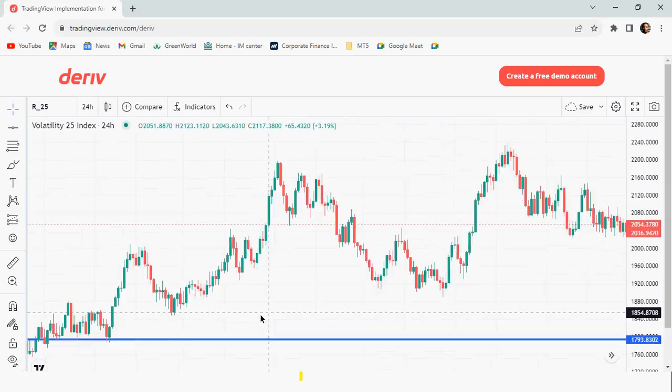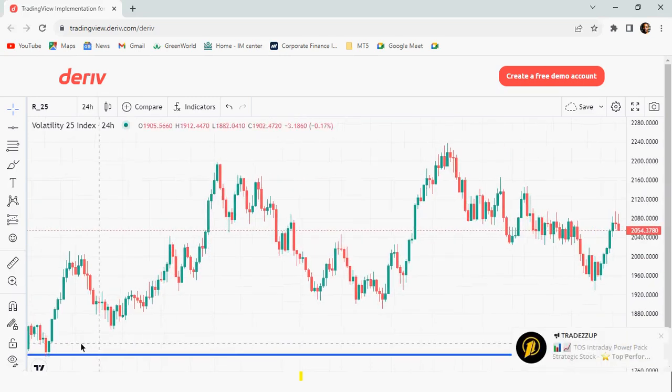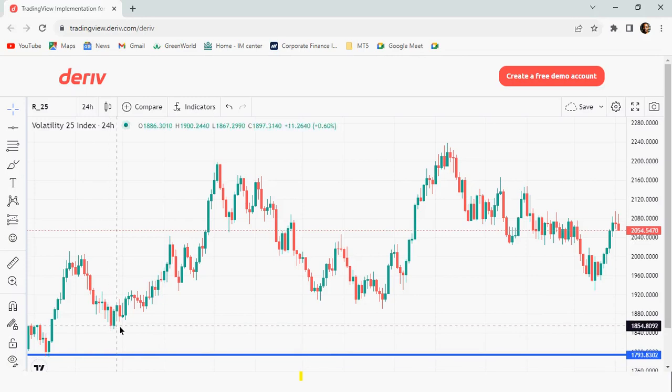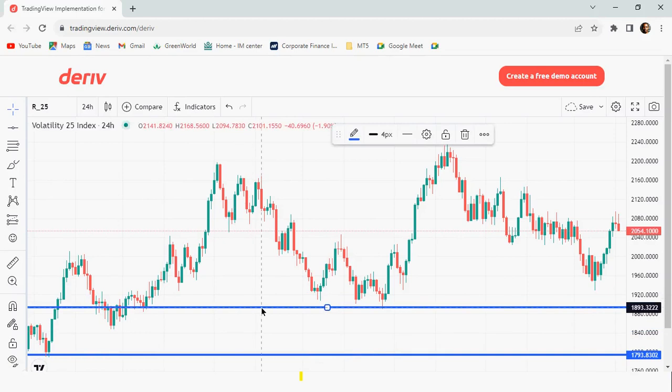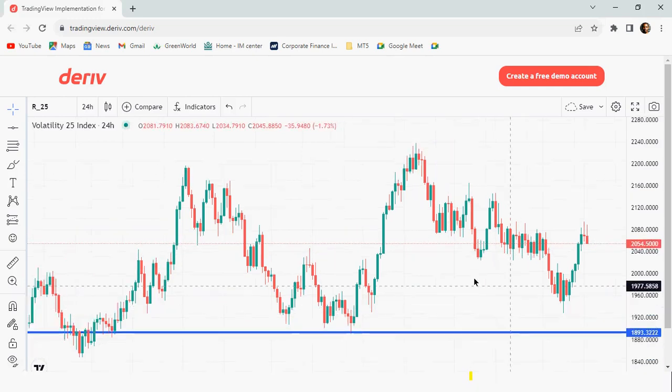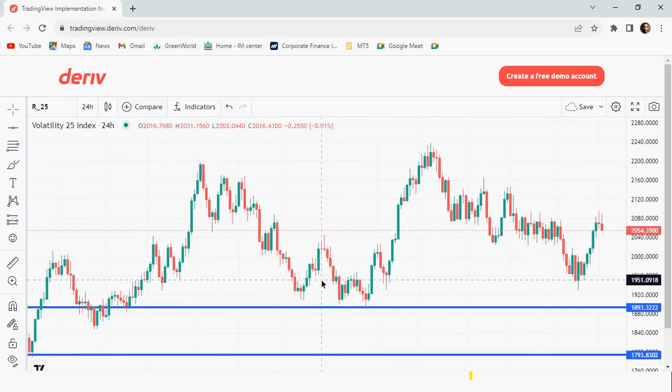So this area where it is bouncing and going up is called the support. From support, it has been going up like that. So this is the support level. Then there's also another point where it has been bouncing. This is our area of support. From here up to here, we have been seeing that the market has been bouncing. So from here up to here, this is called our support area.